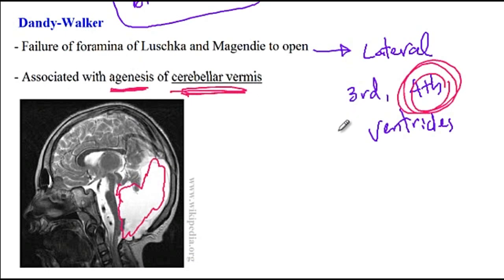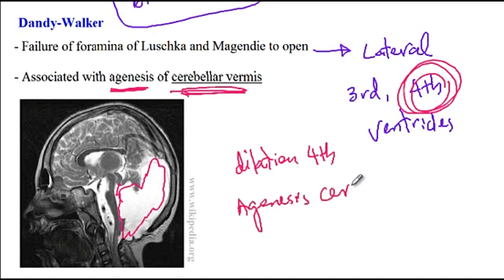So the two important findings in patients that have Dandy-Walker syndrome is that due to the failure of the foramen of Luschka and Magendie to open, patients present with dilation of the fourth ventricle as well as agenesis of the cerebellar vermis.